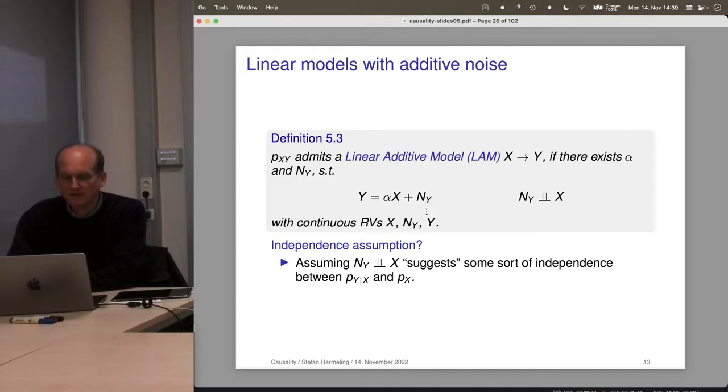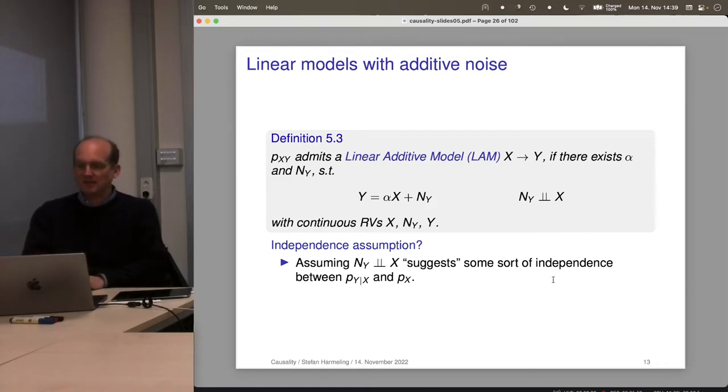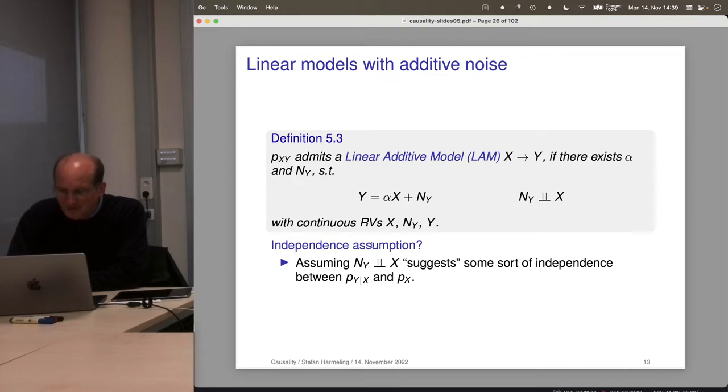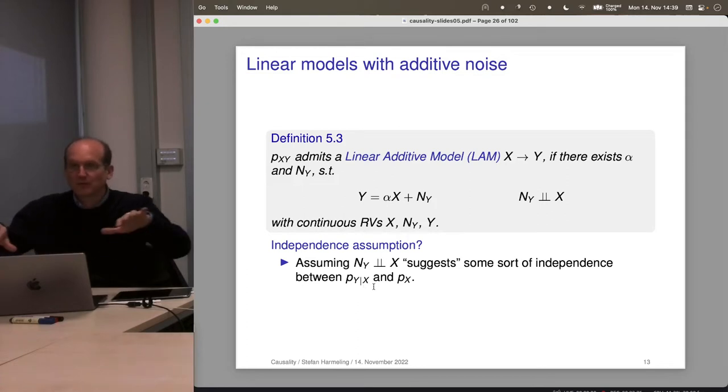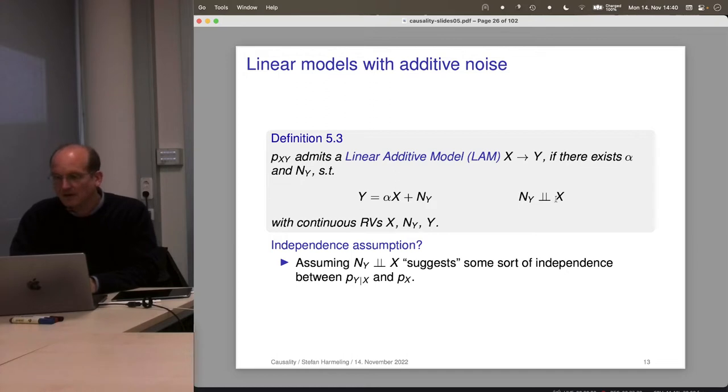So this is where you see the independence assumption. It suggests at least some independence between my random variable x, so also the density of x, and the conditional distribution of y given x. Because in the conditional distribution of y given x, the randomness comes from my noise variable. Once x is fixed, the distribution is only random because I'm adding some noise to it. If x is given, there's a function to calculate y, it's just alpha times x. So there's no randomness anymore coming from x, and those two parts should be independent, and it's expressed back here.